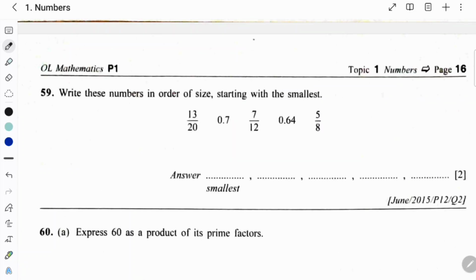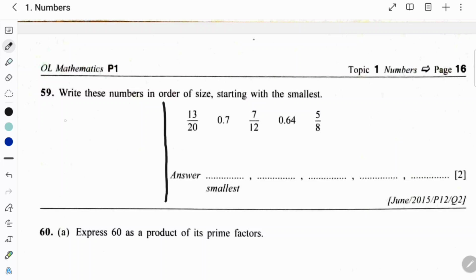This time again, starting with the smallest, so you have the numbers 13 over 20, 0.7, 7 over 12, 0.64, and 5 over 8. It's a 2 marks question, so we'll have to do the working also. Don't write everything straight as your answer. Please show all the working like I'm doing here. You need to do it to get the full marks in the paper.